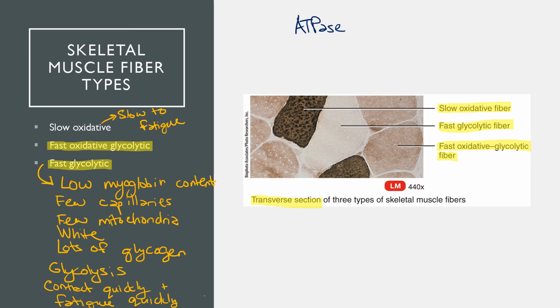So you can tell with these slow oxidative fibers and then a little bit with the fast oxidative glycolytic fibers, they require a lot of blood vessels to bring a lot of oxygen to these muscle fibers in order to use these aerobic respiration means of creating ATP. Whereas the fast glycolytic fiber doesn't require these blood vessels to bring oxygen because their metabolism methods just have to do with glycolysis, which is an anaerobic type of way to create ATP.